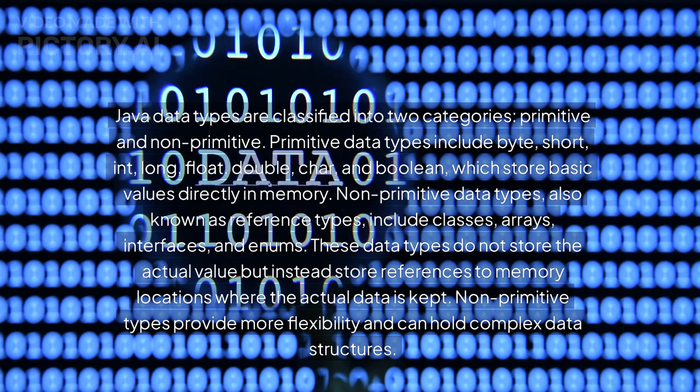These data types do not store the actual value but instead store references to memory locations where the actual data is kept. Non-primitive types provide more flexibility and can hold complex data structures.